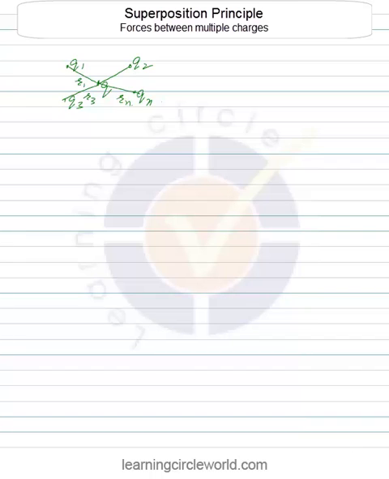Then the forces acting on charge Q due to the various charges could be F1, F2, etc. Now if we want to find out the net force on charge Q, it will be the vector sum of all the forces. Vector sum means that we have to take the magnitude as well as direction into account.